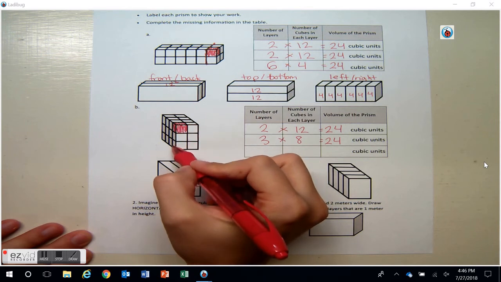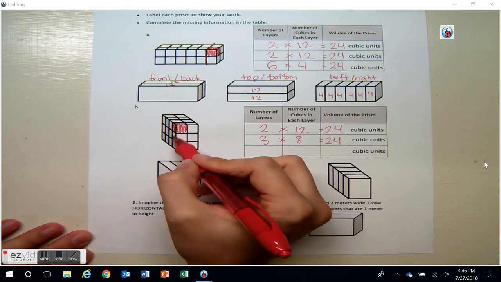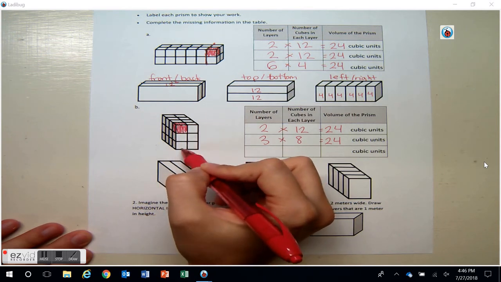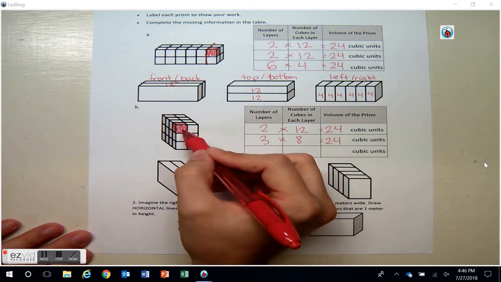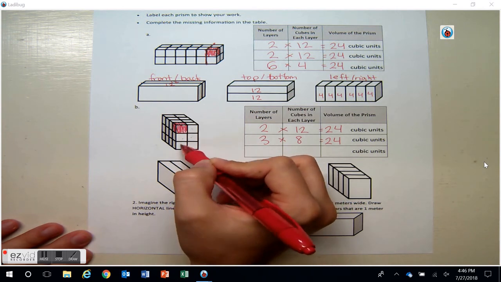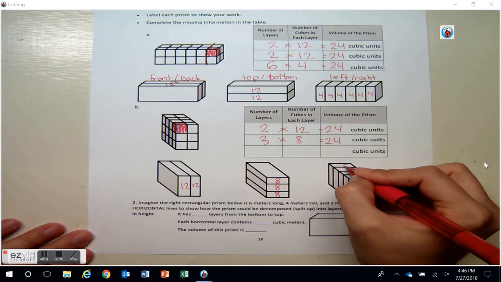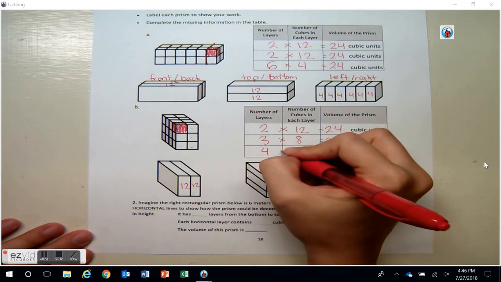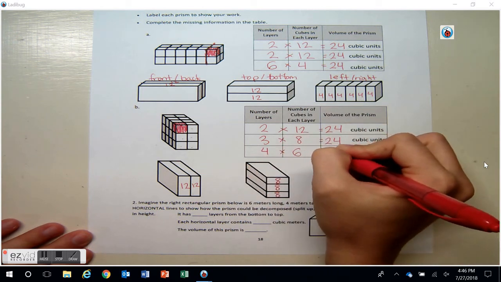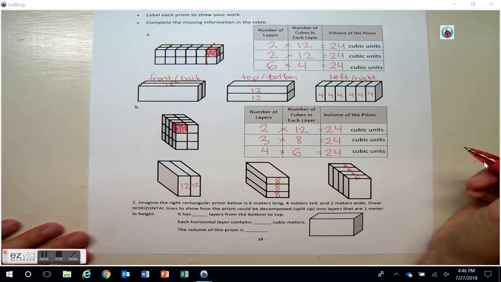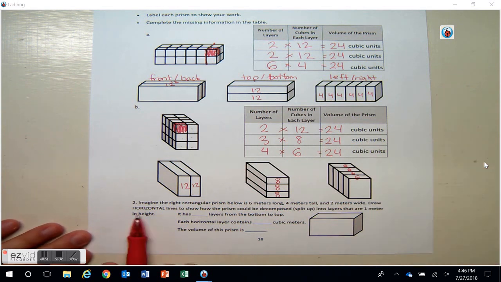Here they've partitioned it from front to back. So we have this front layer, all of this is the front. I'm going to just count these faces to make it easier on myself, and I have 1, 2, 3, 4, 5, 6 cubes in each layer. I have 4 layers, so my volume is 24 cubic units.